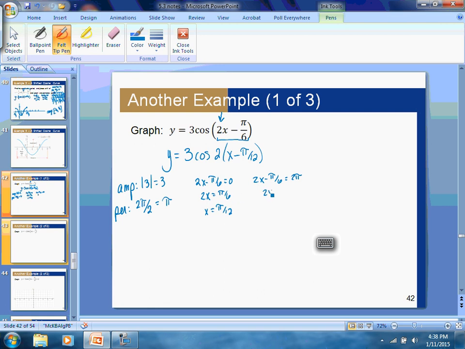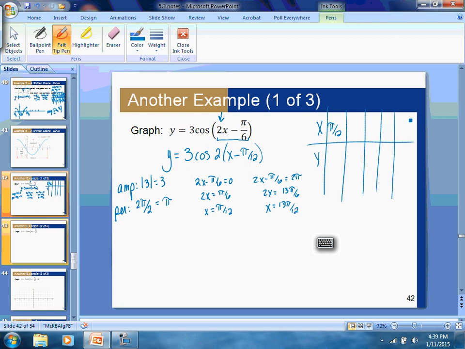And then I'll have 2x equals 2 pi plus pi over 6. So that's actually going to be 13 pi over 6. And then when I divide by 2, I'm going to get 13 pi over 12. So it's kind of a gross fraction, but that's okay. Remember, that's where we're going to start and end our table of values. Those phase shifts are. So I'm going to start at pi over 12, and then I'm going to have my 3 empty cells, and then my last one will be the 13 pi over 12.